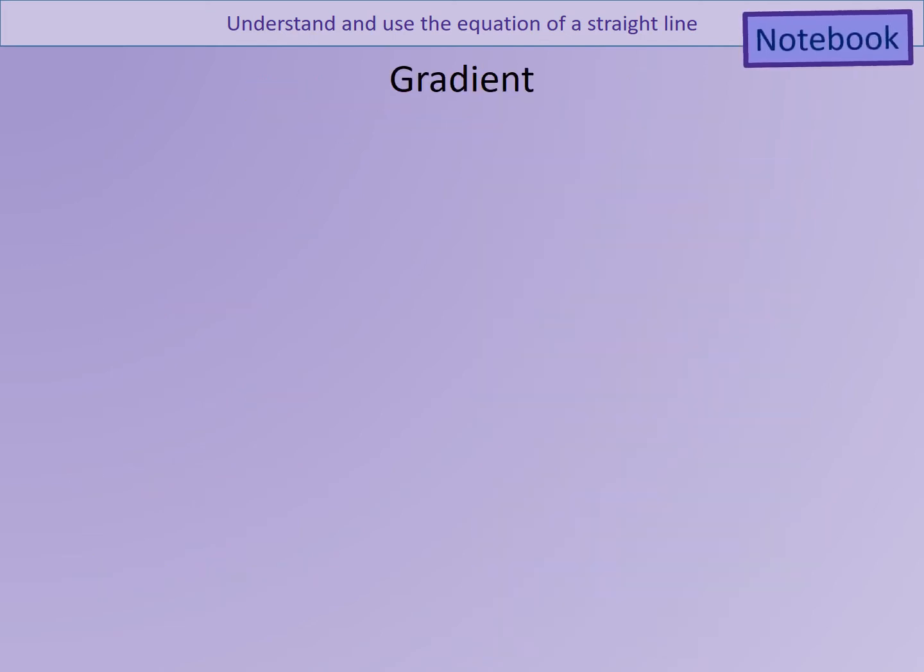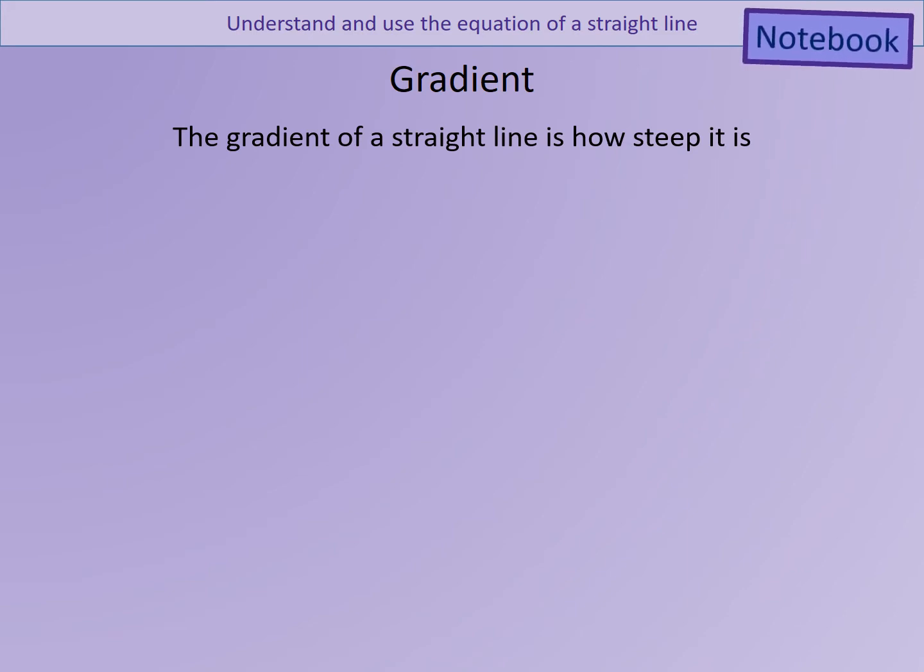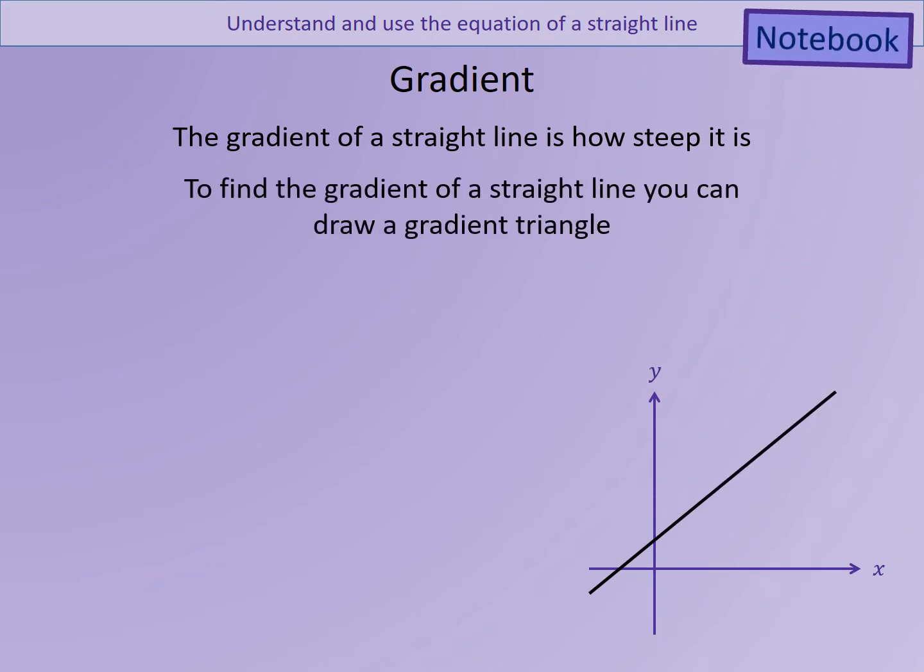Okay, so I've talked already a lot about the features of straight line graphs. Let's look at them in a little bit more detail. So first of all, let's look at the gradient of a straight line, and this can all be written down in your notebooks, please. So the gradient is a measure of how steep the line is. In order to find that gradient, we can draw a gradient triangle. So we would choose any 2 points on the line, it doesn't matter where you choose your points from.